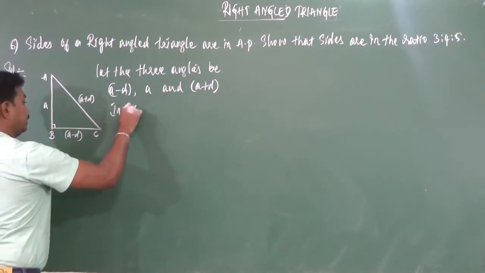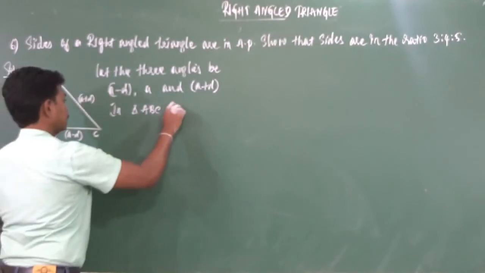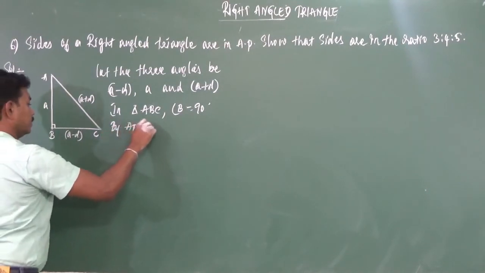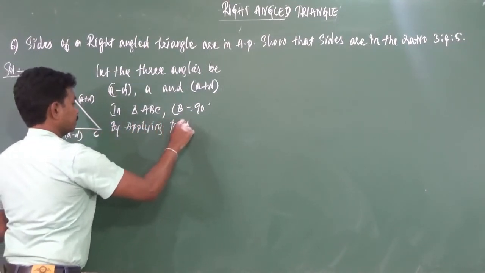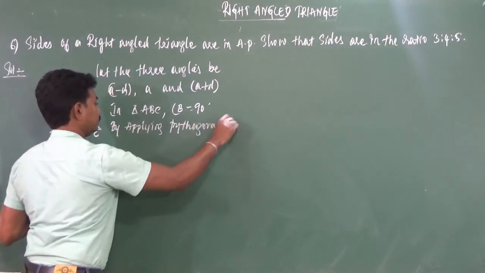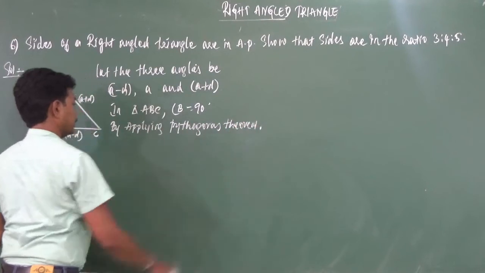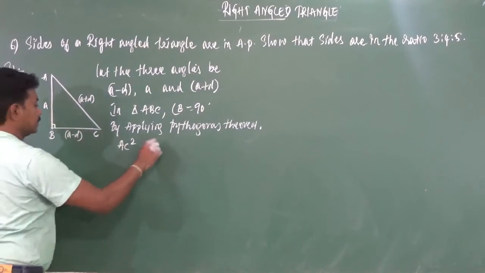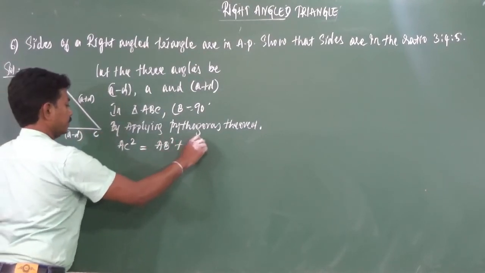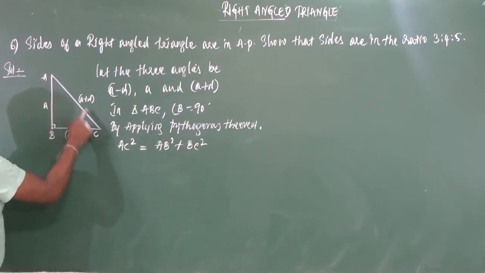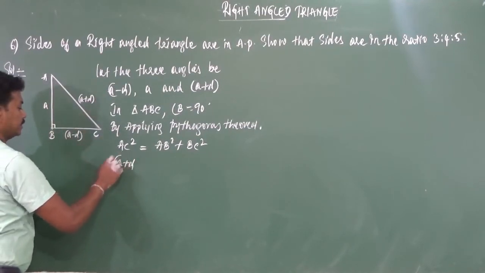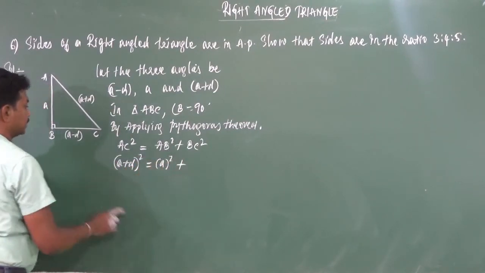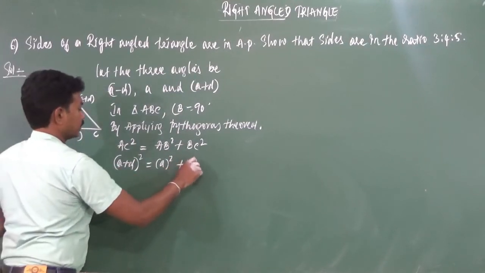So in triangle ABC, it's very simple. Angle B is equal to 90 degrees. So by applying Pythagoras theorem, AC square is equal to AB square plus BC square. So AC is A plus D, so therefore we can write A plus D whole square is equal to AB is A, A whole square plus BC is A minus D whole square.